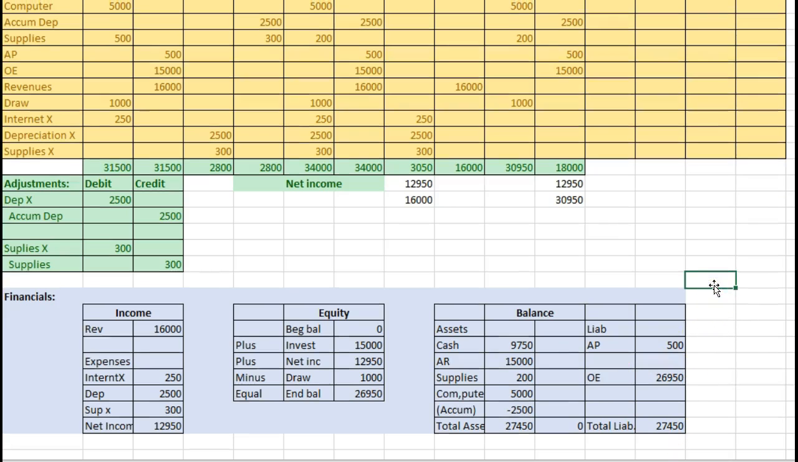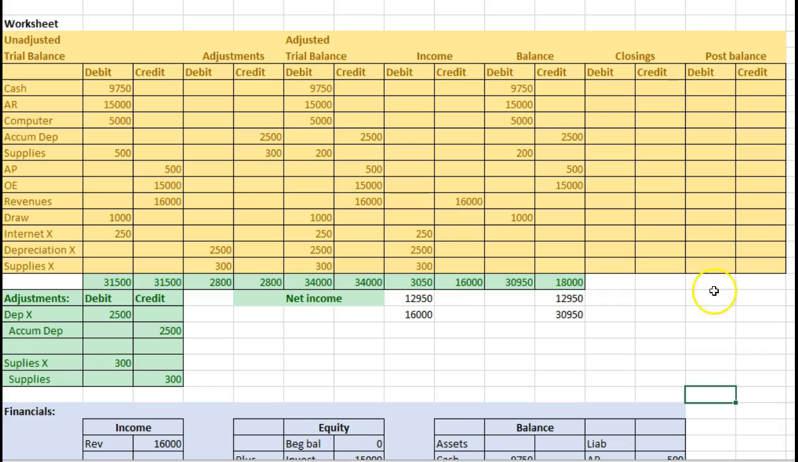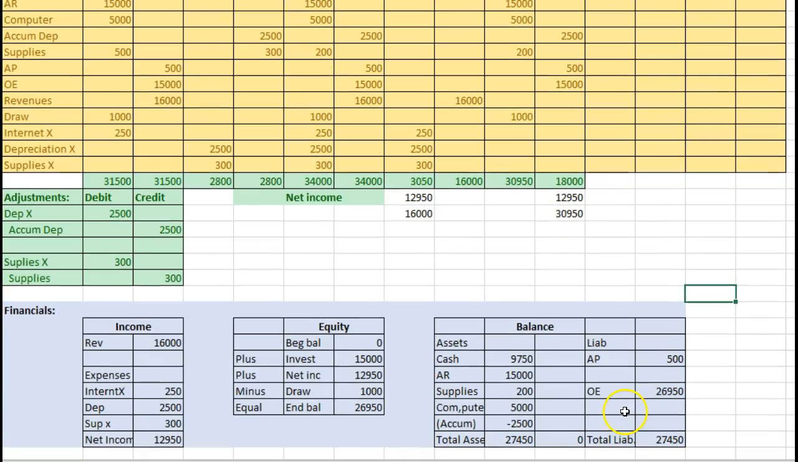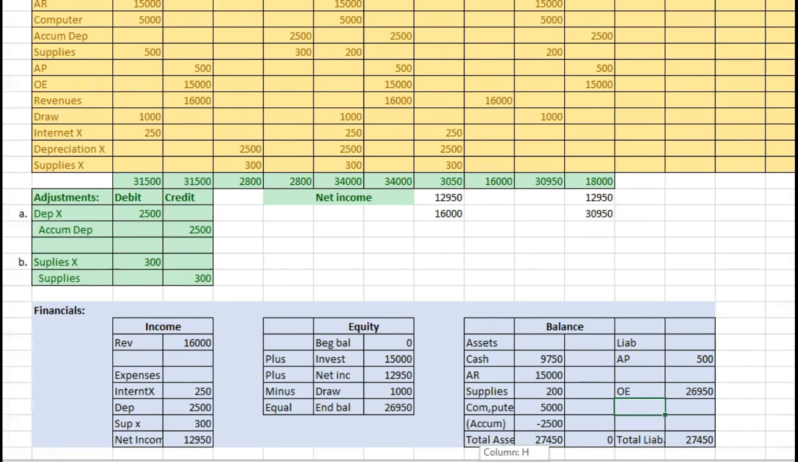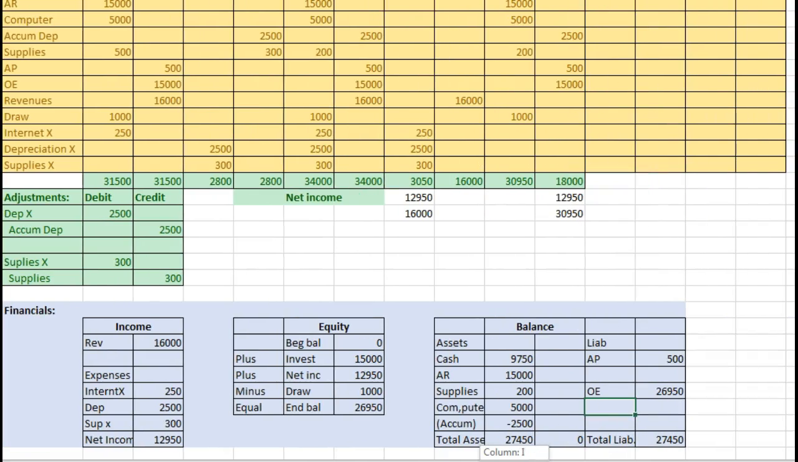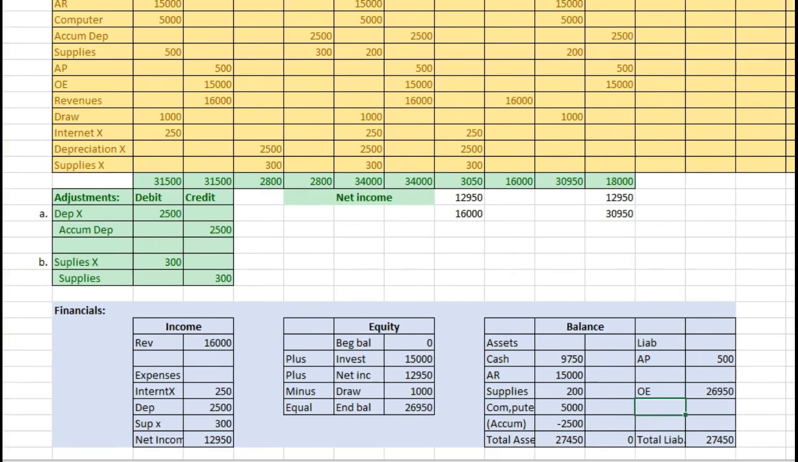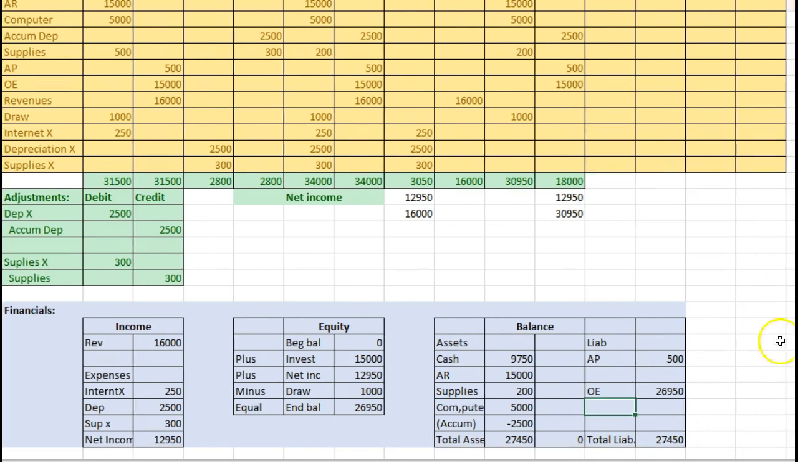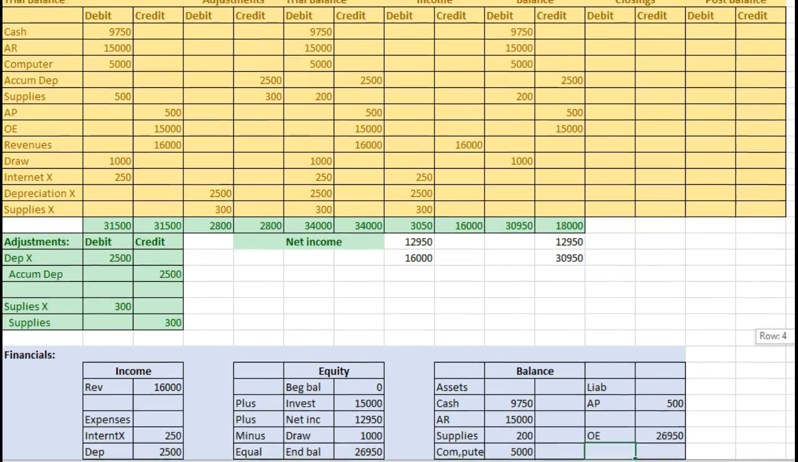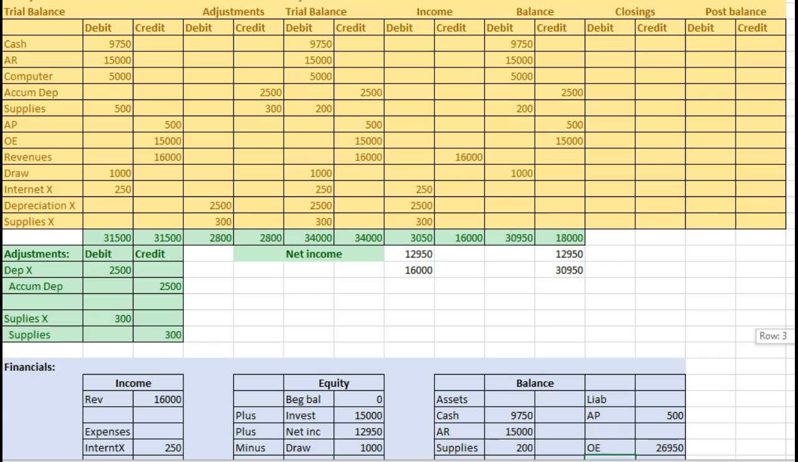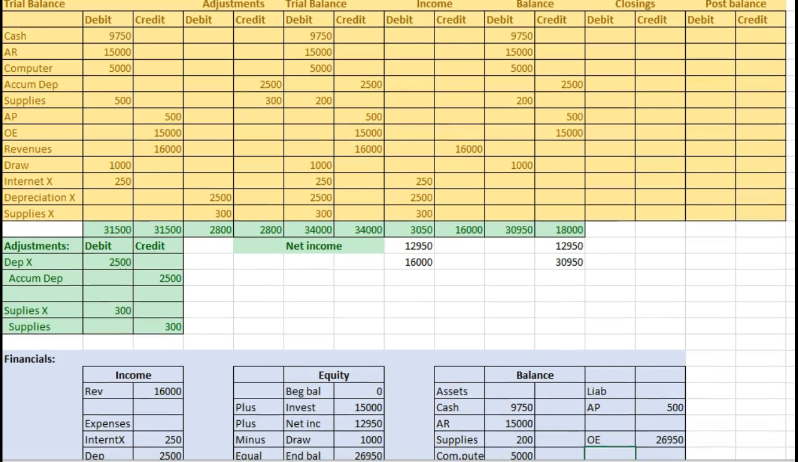But we still have a problem. And that problem is this. If I compare this balance sheet to the general ledger, it doesn't agree, does it? At all. If you just look at owner's equity, the ledger says it's $15,000, and this balance sheet says it's $26,950. So there's one more step we have to do, and that is called closing temporary accounts, and there are 4 entries to do that. So we're going to do that in the next video.